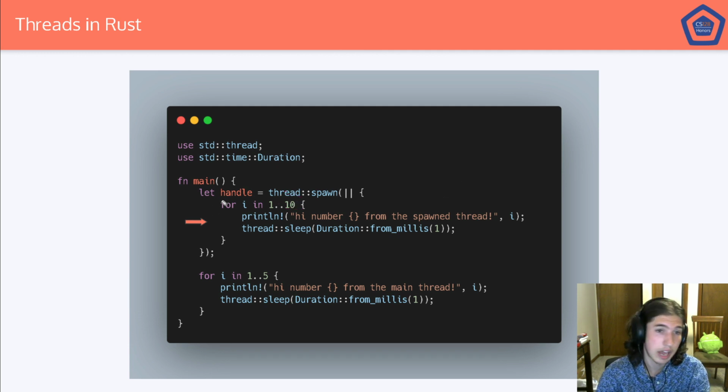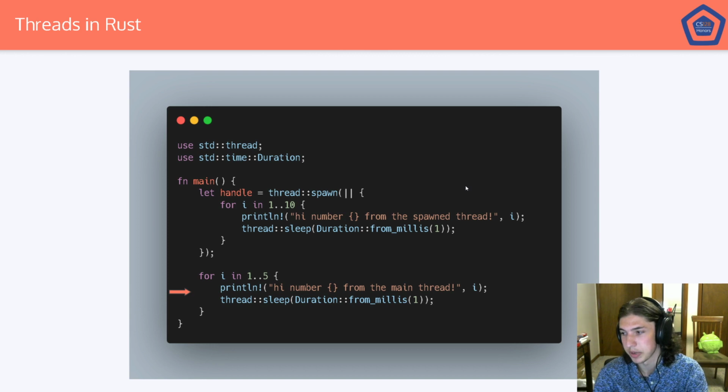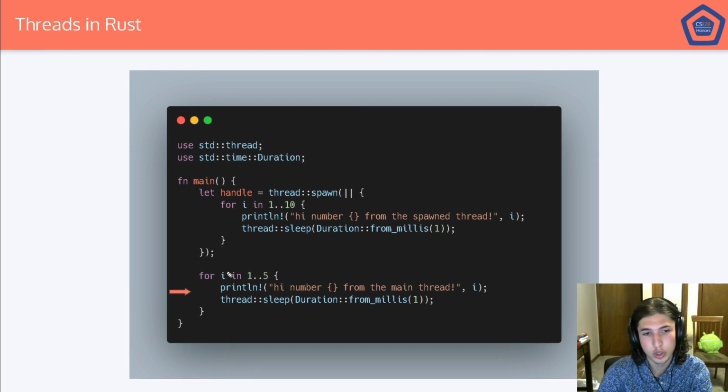And then after that, or at least in the code after that, we'll also do a for loop from 1 to 5. And we'll say hi number blank from the main thread. And then we'll wait for 1 millisecond. Okay, so take a moment and really ask yourself, what do you think this is going to do? It's not live, but I like to do pauses anyway.